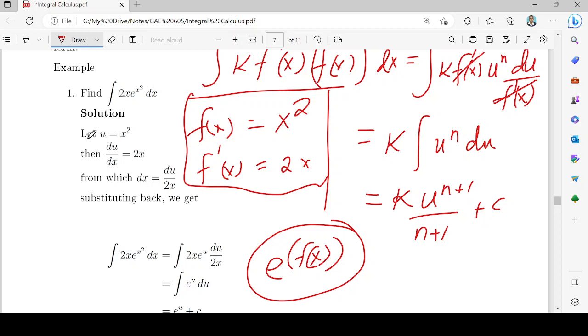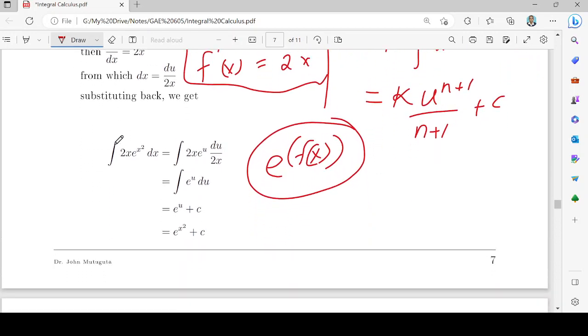Meaning that now we can take our u to be x squared, then we differentiate u with respect to x to get 2x. Then we make dx the subject, so that dx is equal to du divided by 2x. And now we are going to substitute back. Our integral is 2x e raised to power x squared. We are replacing x squared with u, and dx with du over 2x. So we have 2x e raised to power u du over 2x.